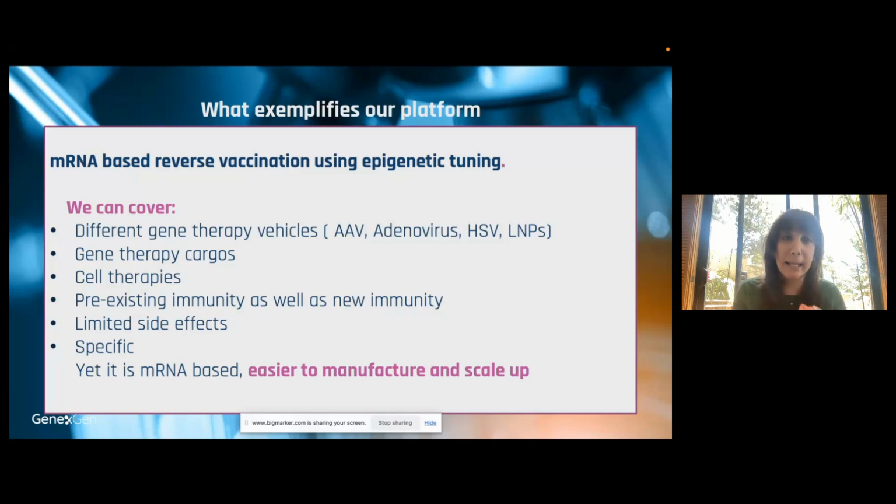mRNA is cheaper and scalable, and therefore we can potentially decrease the cost as compared to, for instance, AAV-based delivery of these approaches. But also the ability to develop a reverse vaccine by introducing the antigen we want to tolerize against provides us an opportunity to be able to specifically control and tolerize against an antigen of interest that can expand from different gene therapy vehicles, including AAV, adenovirus, HSV, and so on, but also get into gene therapy cargos such as hemophilia. And also it can control the immune response in other instances, including cell therapies, transplantation, and beyond.